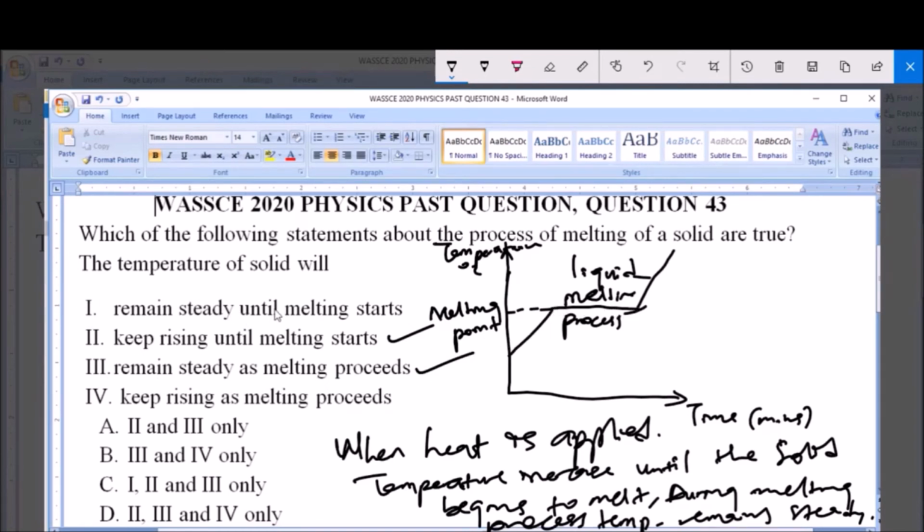Now, 1 says remains steady until melting starts. It is wrong. And 4 says keep rising as melting proceeds, which is wrong. So the answer to this question is option A. That is, statements 2 and 3 only are correct.